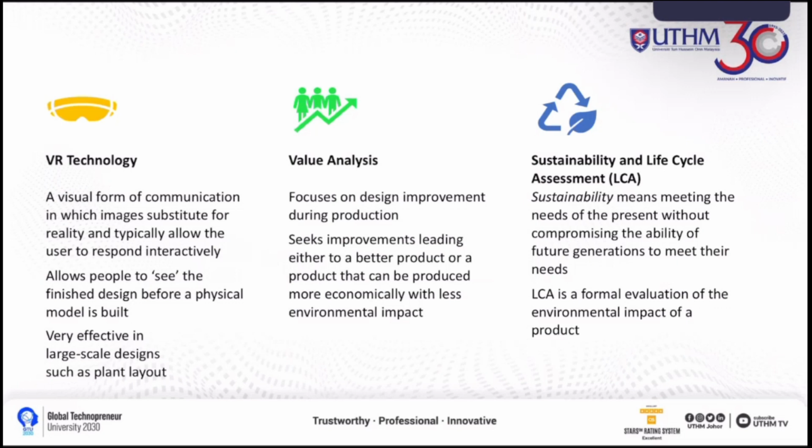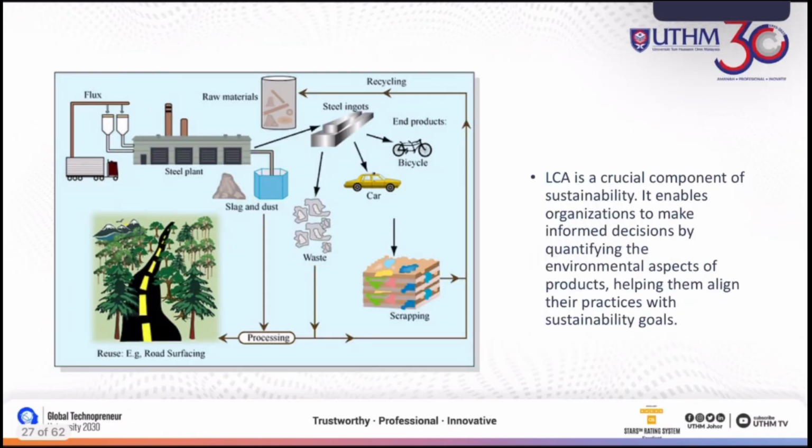The last one would be sustainability and life cycle assessment, LCA. We know nowadays governments put regulations in place, meaning that if you want to produce something, you need to have sustainability components in your production. Sustainability means meeting the needs of the present without compromising the ability of future generations to meet their needs. LCA is a formal evaluation of the environmental impact of a product. So this is an example of LCA of what they are producing.